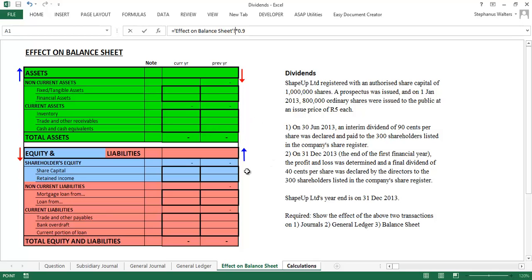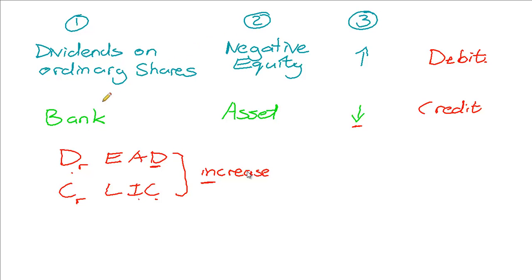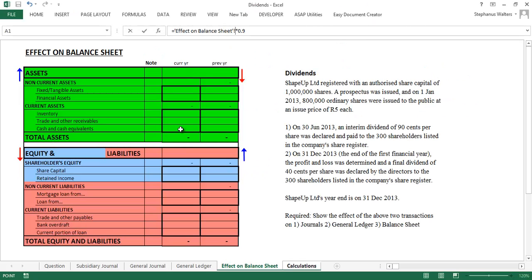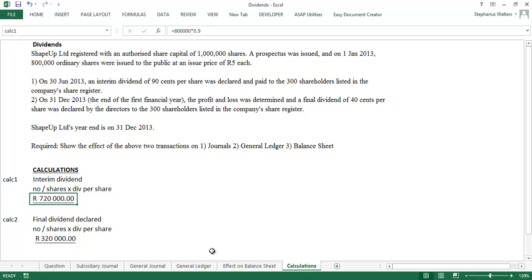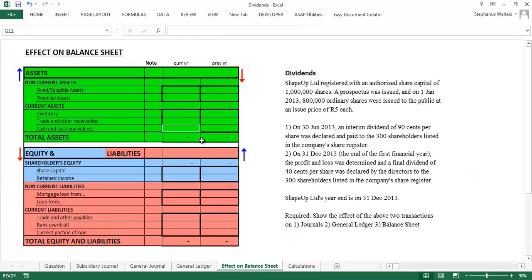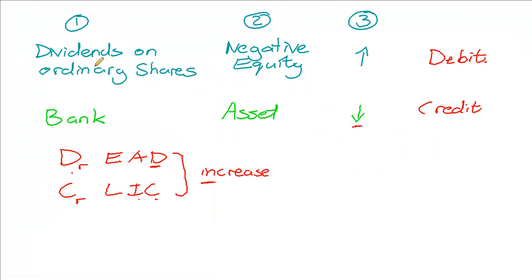Well, we go back to my screen. We gave out money, so my bank decreased. So where is that shown on the balance sheet? That's going to be under cash and cash equivalents. So we go here. Cash and cash equivalents is going to decrease by the amount of the dividends, 720. And where was the other side of this entry? That was on my dividends on ordinary shares, which is like a negative equity. The reason for that being that my retained income that I will now be able to keep in the company after this distribution of dividends will be less.